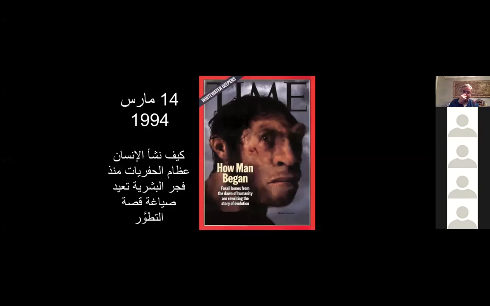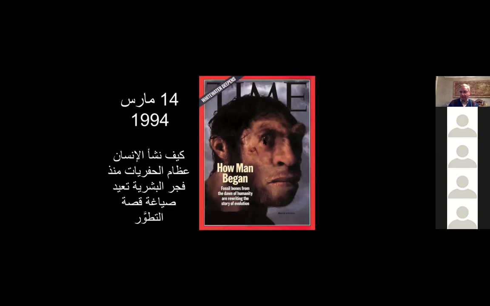Right. Let us see how the world tries to tell us that we all came from apes. So in March 1994, in a big magazine like Time, we have on the first page on the cover, "How man began. Fossil bones from the dawn of humanity are rewriting the story of evolution." So they give us a picture like this. And remember, they didn't have fossils for hair. They didn't have fossils for the skin of this particular person. They found the small bones and they imagined the rest.